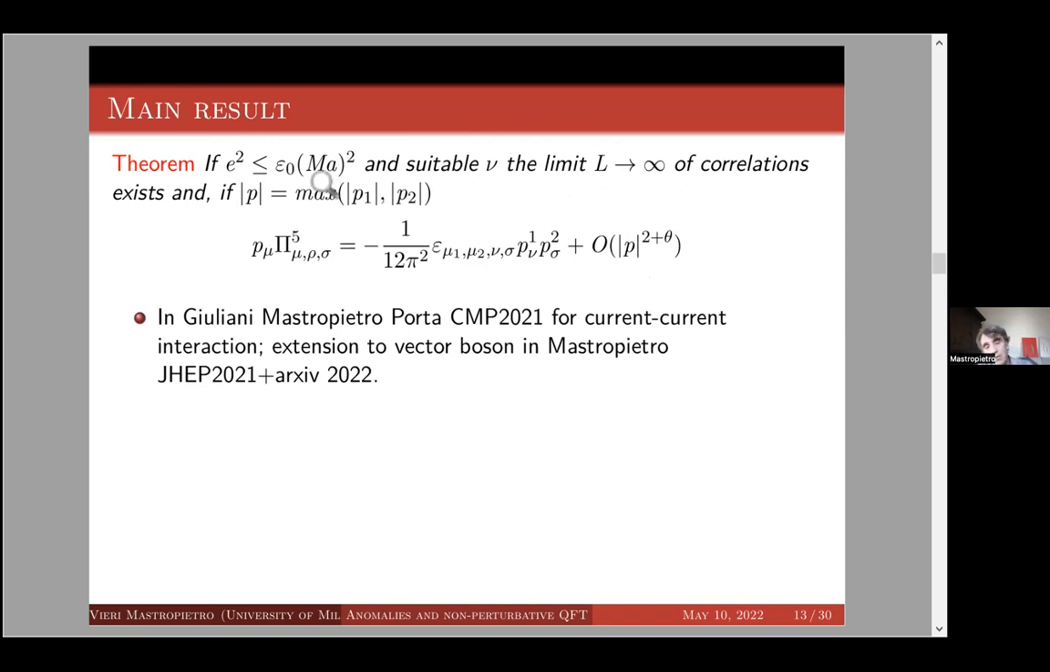What does this mean? First of all, you need M times A of order one, otherwise this goes to zero. So the cutoff is one over A, of the order of the mass of the vector photon. We are in the range in which the theory is not renormalizable, but it has a meaning, provided that we can reach energies up to the order of one over A. These are subleading corrections, but the main term is universal. There are no corrections to the anomaly. The anomaly is exactly equal to the Adler result.